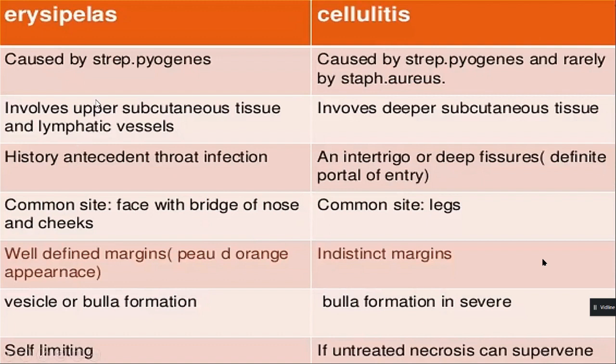So the cause here: erysipelas is caused by Strep pyogenes, and cellulitis by Strep pyogenes and rarely Staph aureus. Regarding involvement, erysipelas involves the upper subcutaneous tissue and lymphatic vessels, while cellulitis involves deeper subcutaneous tissue. Regarding history, erysipelas has an antecedent throat infection, and in cellulitis, deeper fissures.